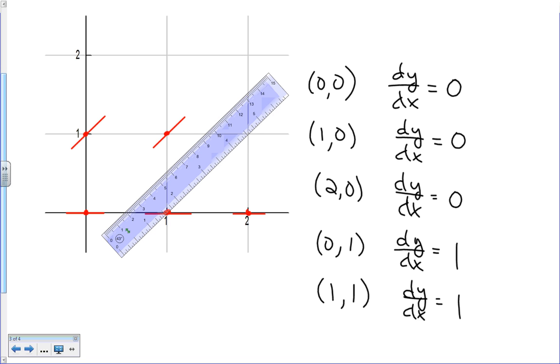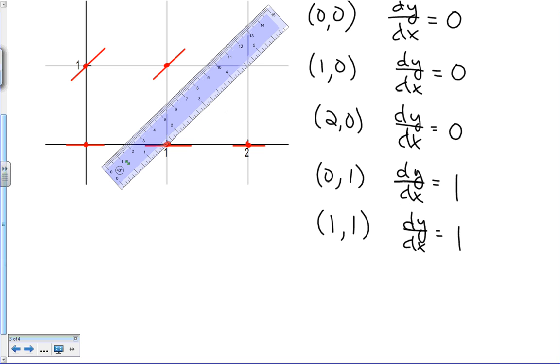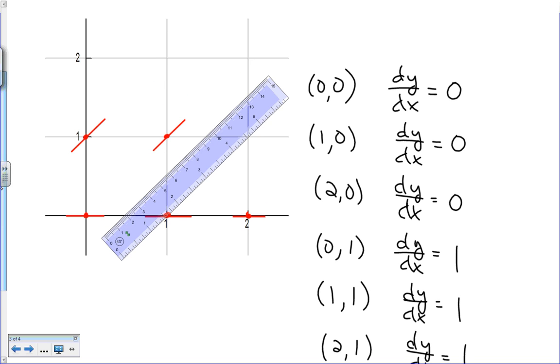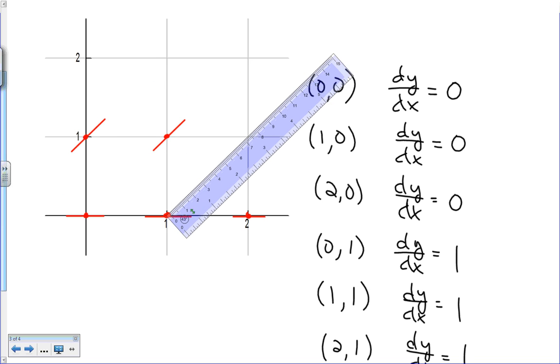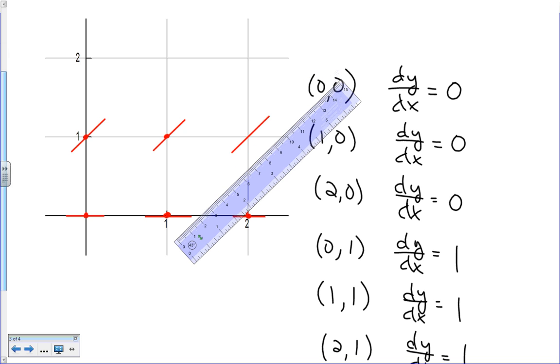And finally, if we finish out this line there at 2, 1, dy dx is equal to 1 again. You'll notice that we keep plotting the same slope as we move across this line, and that's because the slope is not dependent on the x value, it's just dependent on the y value. It's just equal to y. So there is our slope at that point.